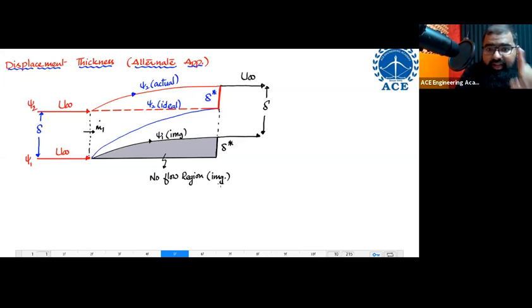Please understand again, the motion is imaginary, the no-flow region is imaginary. This is not actually happening. This is one more way you can think what is displacement thickness. The mass itself is getting displaced up, by what distance? Delta star. So that if the mass is getting displaced up, it is having the same velocity profile, a uniform velocity profile, just the way it was having previously.